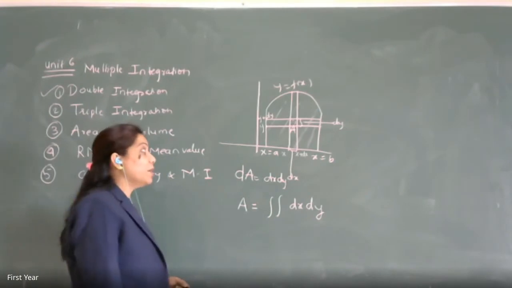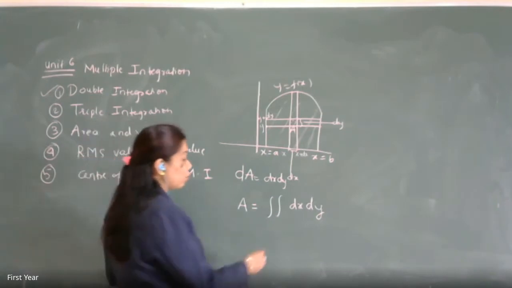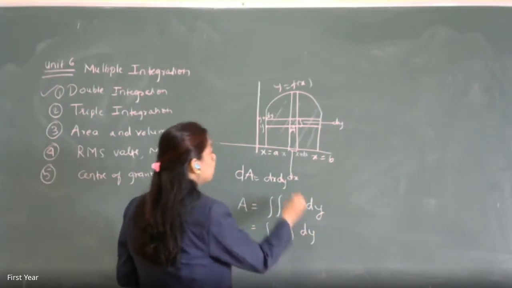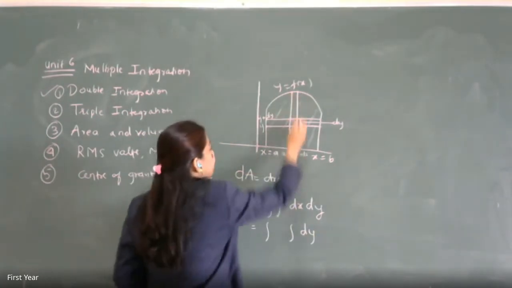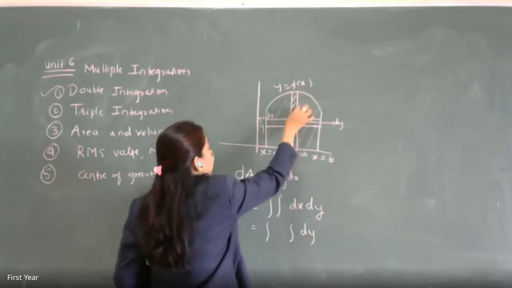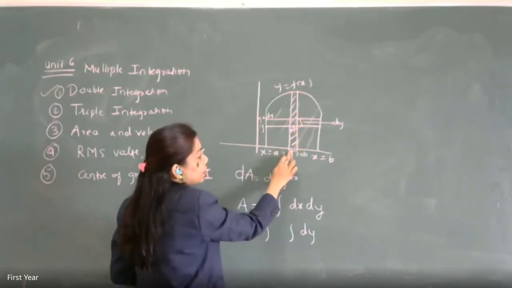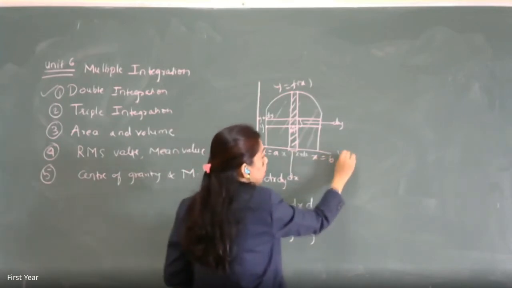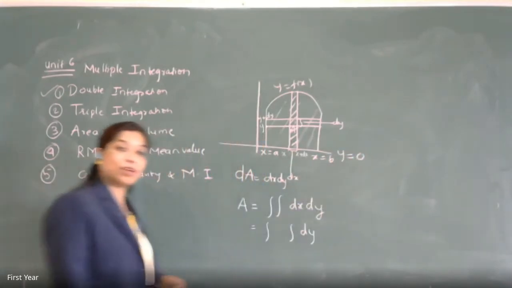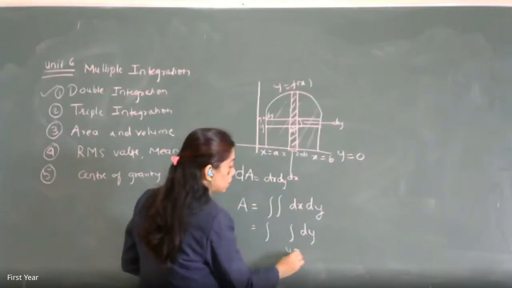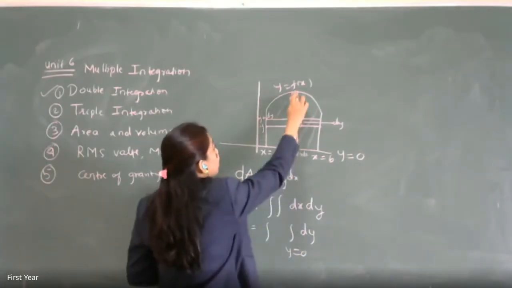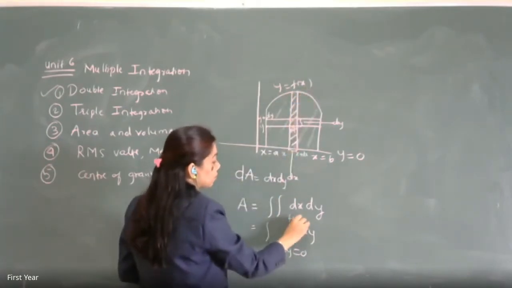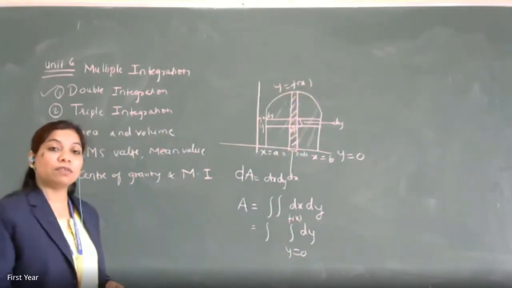Now let us see what the limits will be. If I want to write down the limits of y first, let me take the vertical strip. This is your vertical strip. Where is the vertical strip resting below? It rests on the x axis. What is the x axis line? y is equal to 0. And where is this vertical line lying above? On the curve, y is equal to f of x. So the upper limit of y is f of x.